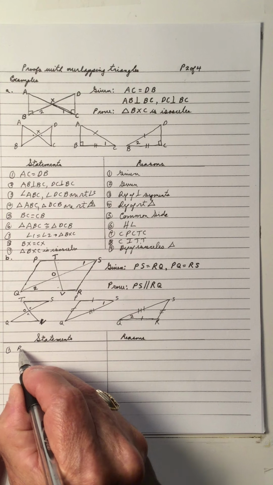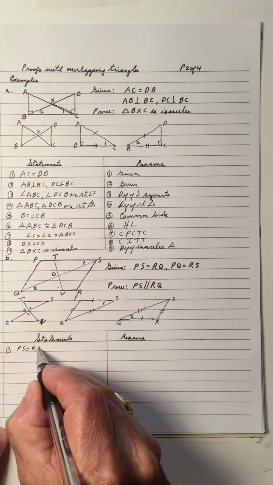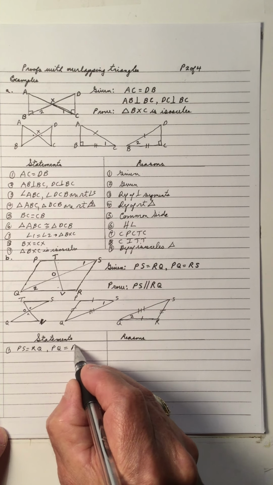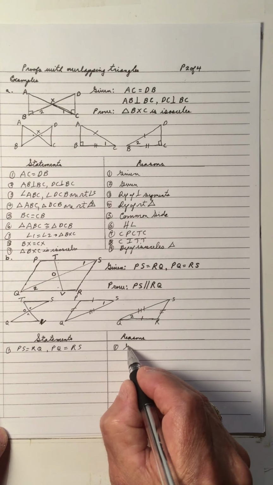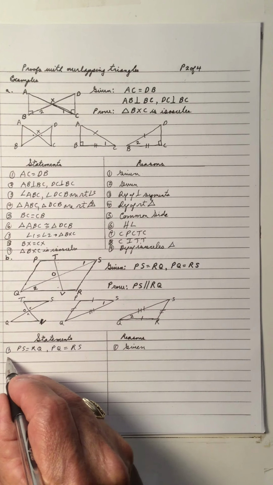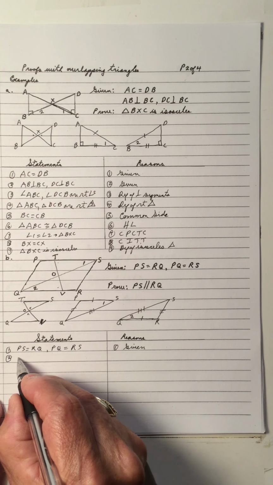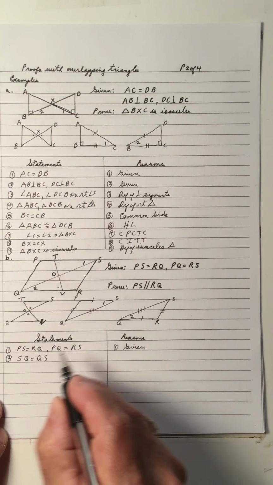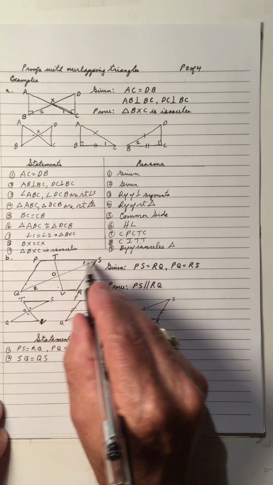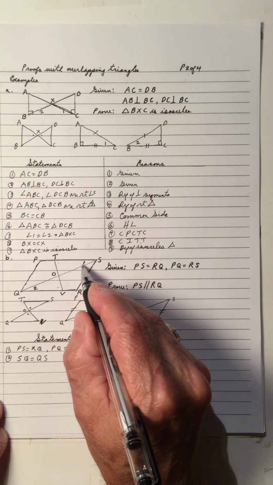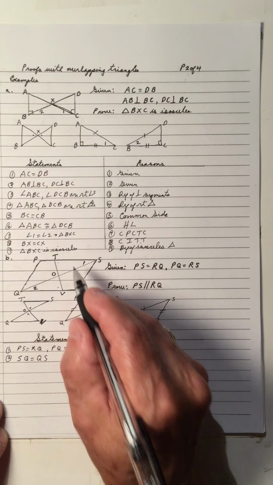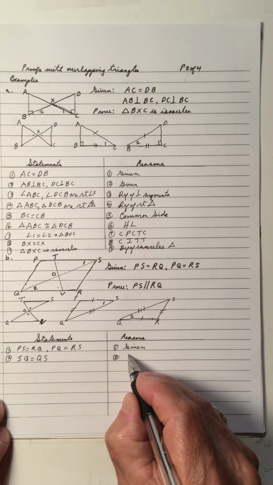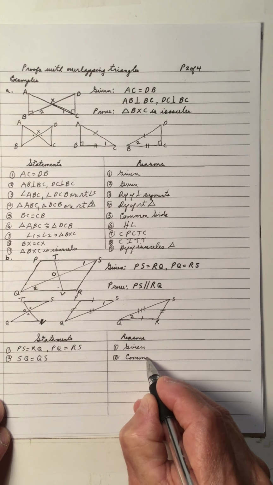Number 1, PS equals RQ, PQ equals RS, given, and we have SQ equals QS. Notice that PS equals RQ, so this angle here, S, goes with the angle Q. So it's SQ, QS, and that's a common side to both triangles.